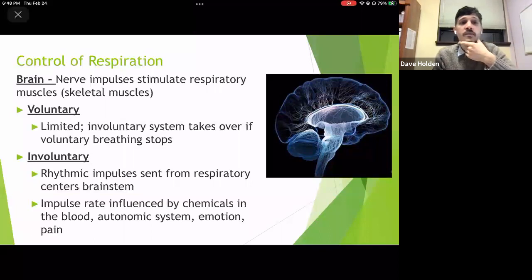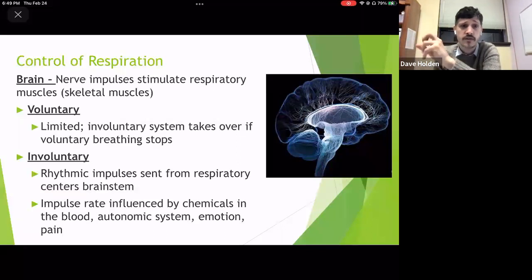The brain has nerves that connect to the respiratory muscles. So those normal nerves go into skeletal muscles. The nerve that plugs into the diaphragm, that plugs into SCM, pec minor, scalenes, normal skeletal muscle nerves. Voluntary breathing is limited. I'm sorry, the involuntary system takes over if voluntary breathing stops. So when you stop manually breathing, the brain takes over. You don't have to think about it.